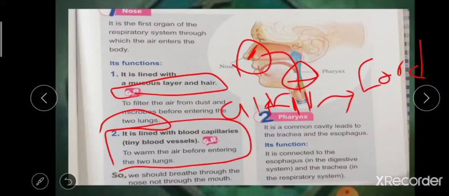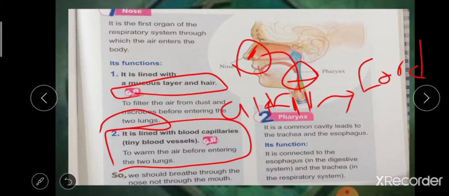It means that the pharynx is a common cavity between the esophagus and the trachea. The trachea is in the respiratory system, and the esophagus is in the digestive system. So it is connected to the trachea in the respiratory system and connected to the esophagus in the digestive system.